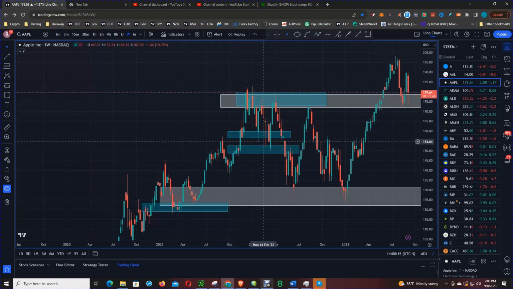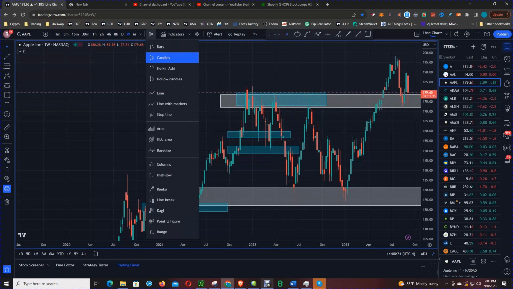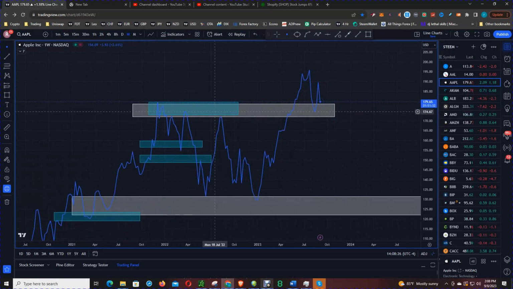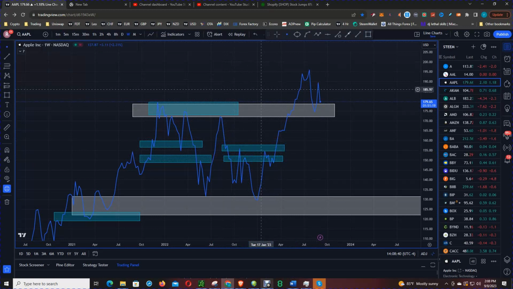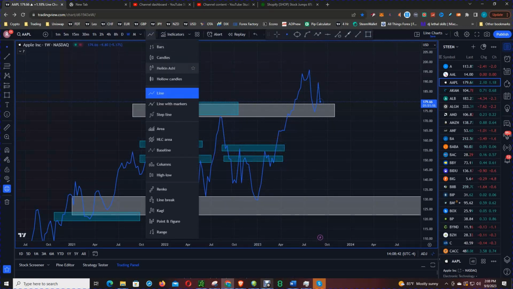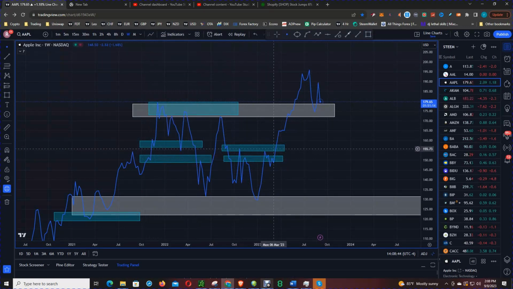Rally, base, rally. This worked out twice. Then you got the rally, base, drop. This worked out several times. Drop, base, drop, base. So you got two levels on top of each other. Let's kind of finish this. Then you got the rally, base, rally, base, rally.